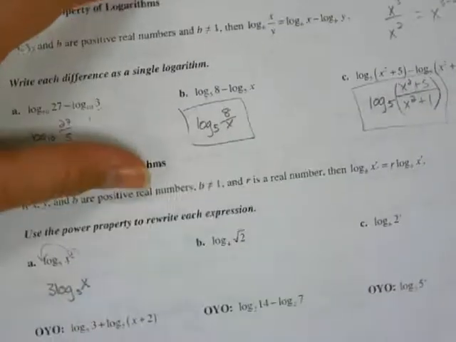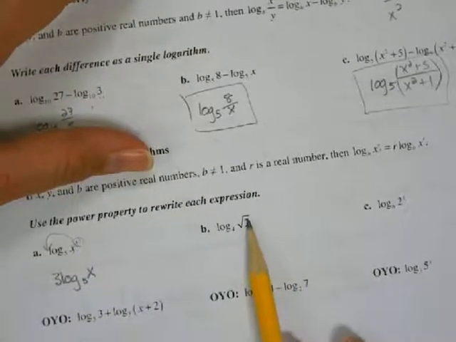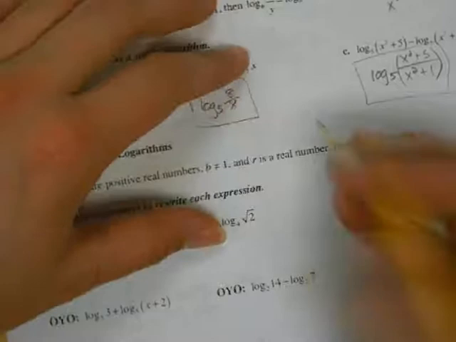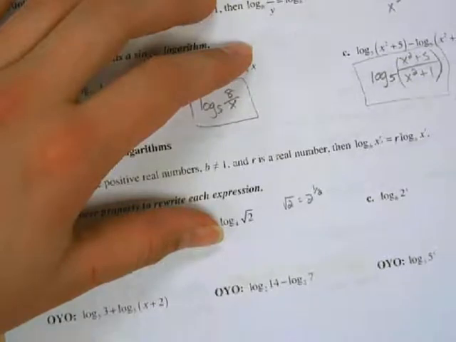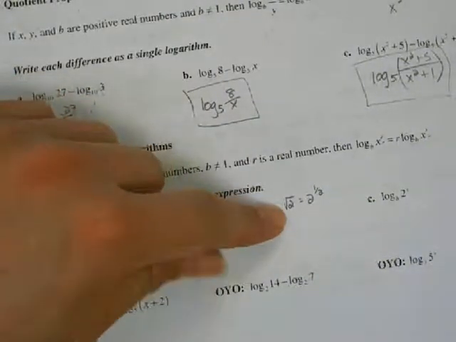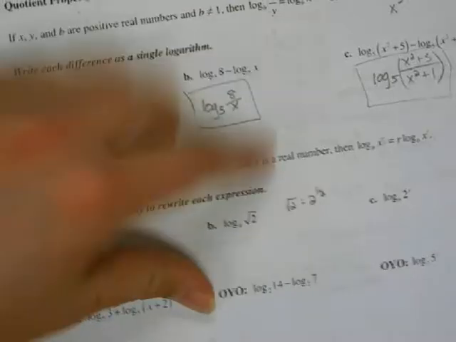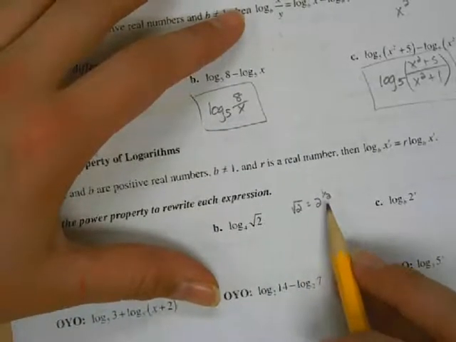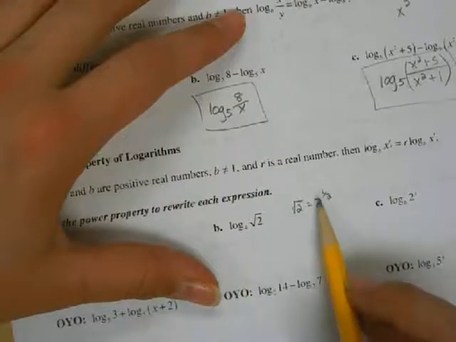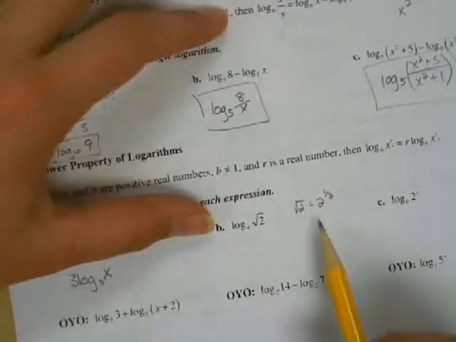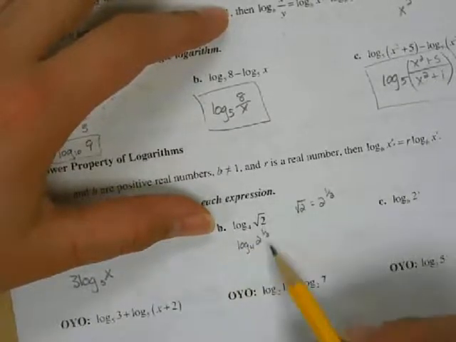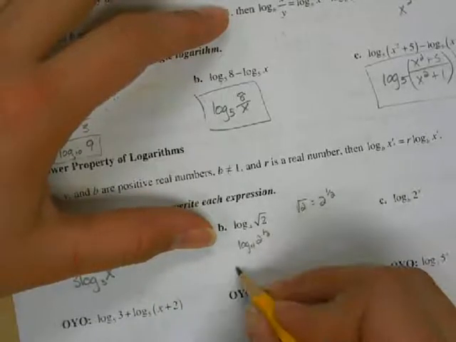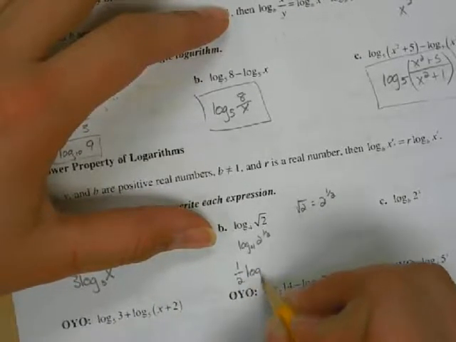So the same thing here. They want us to use the power property. Well, I have no exponent, at least not one written. But really there is an exponent, because you have to remember that the square root of 2 is the same thing as 2 raised to the 1/2 power. That's what a square root means. If it was a cube root, it would be 2 to the 1/3 power. If it was a fourth root, it would be 2 to the 1/4 power. That's what those radicals mean in exponents. So whenever I do that, I get log base 4 of 2 to the 1/2 power. Well, now I can take that exponent and move it to the front. So I get 1/2 log base 4 of 2.